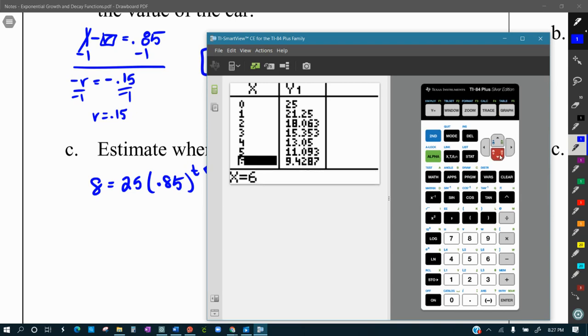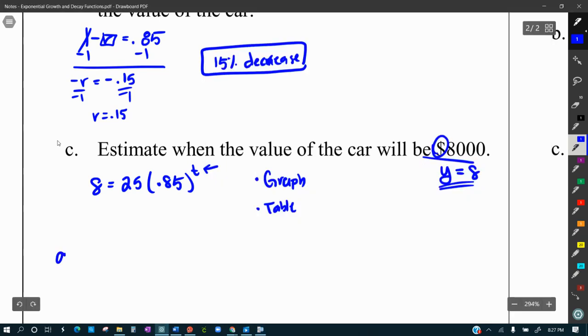So here's 9.4, 8.01. It's probably about as close as we're going to get, because if I move down a little bit more, I'm way past a value of 8. And so it took about 7 years to get to a value of $8,000. So please be sure you're paying attention to units very carefully.